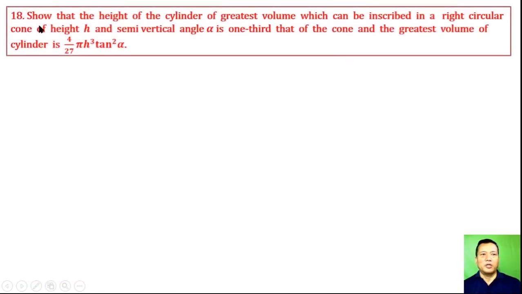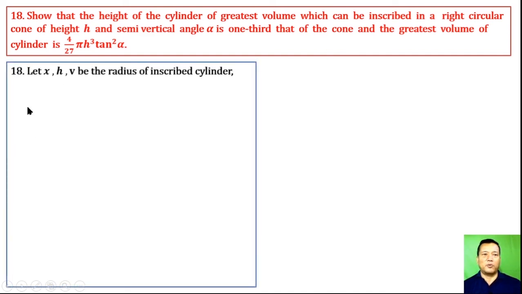Question number 18. Show that the height of the cylinder of greatest volume, which can be inscribed in a right circular cone of height h and semi-vertical angle alpha, is one-third of the height of the cone, and the greatest volume of the cylinder is 4 by 27 pi h cubed tan square alpha. Show that the height of the cylinder of greatest volume, which can be inscribed in a right circular cone of height h and semi-vertical angle alpha, is one-third the height of the cone, and the greatest volume of the cylinder is this.